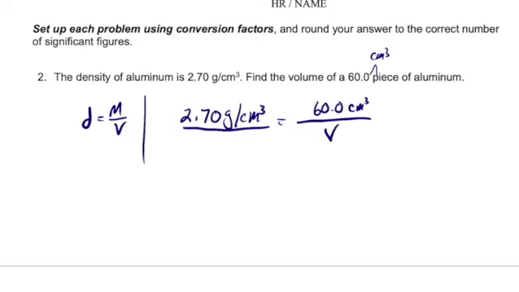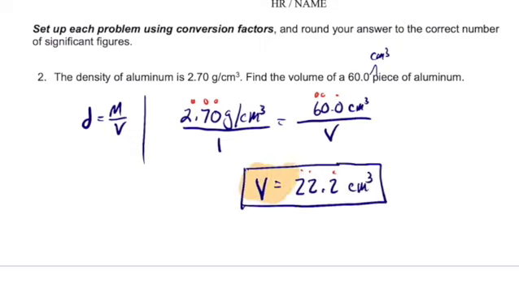So it's almost exactly the same as the problem right above it. We're going to take the cross products that have the numbers, multiply them through, and we're going to divide by the cross products that contain the variable. So my answer is volume is equal to 22.2 centimeter cubed. And that's how you take care of question number 2.